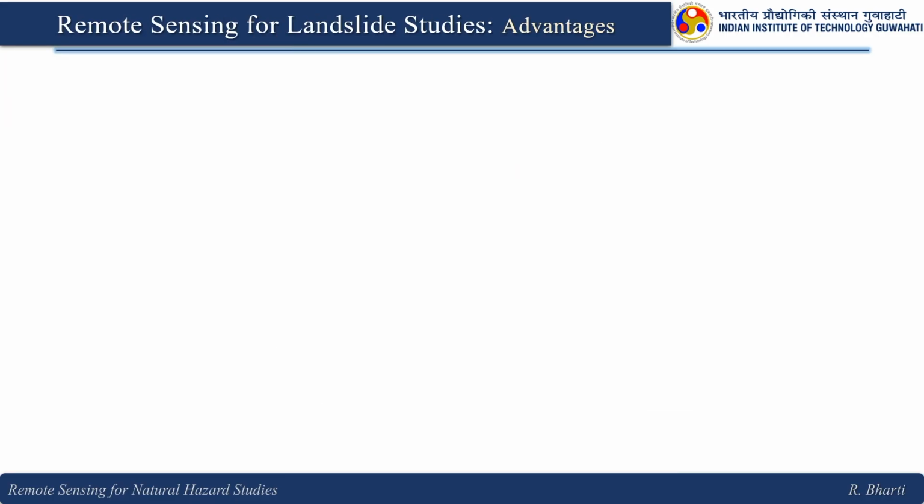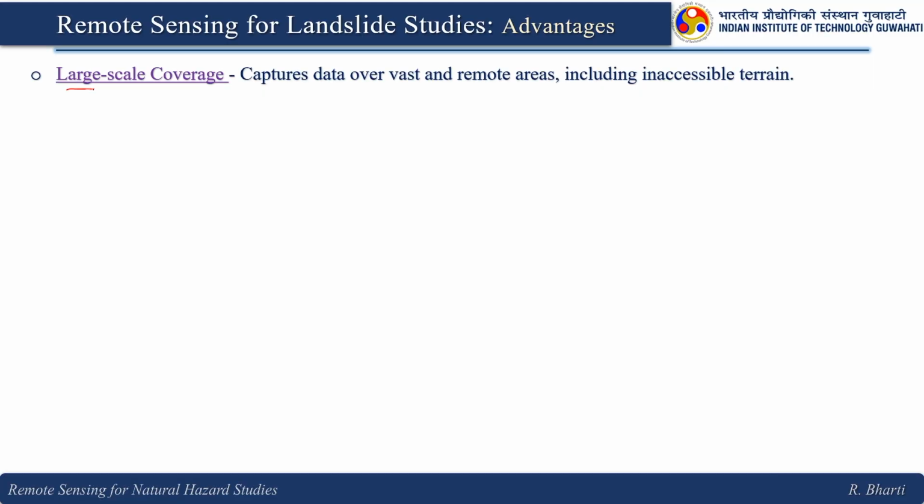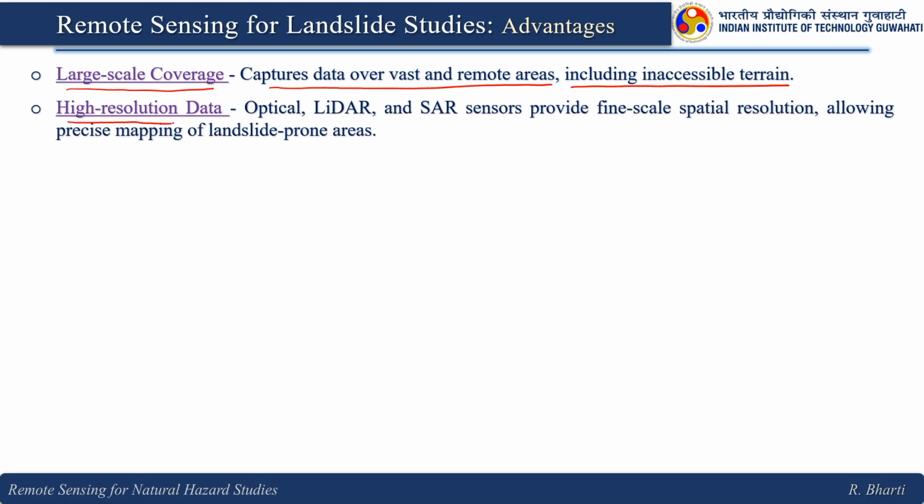I will try to summarize once again the advantages of remote sensing so that you will have better understanding and you will be able to perceive how remote sensing can be used in your studies, right. So, the large scale coverage, it captures data over vast and remote areas including inaccessible terrain, right. Then high resolution data where we have optical, LIDAR and SAR based measurement, and it provides you fine scale spatial resolution allowing precise mapping of landslide prone areas.